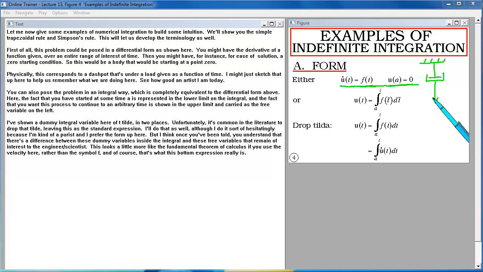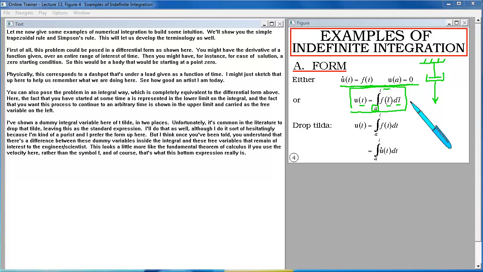You can also pose the problem in an integral form, which is completely equivalent to the differential form above. Here, the fact that you have started at some time A is represented in the lower limit on the integral, and the fact that you want this process to continue to an arbitrary time is shown in the upper limit and carried as the free variable on the left. I've shown a dummy integral variable here of t tilde in 2 places.